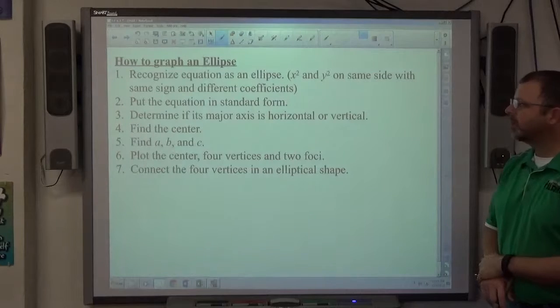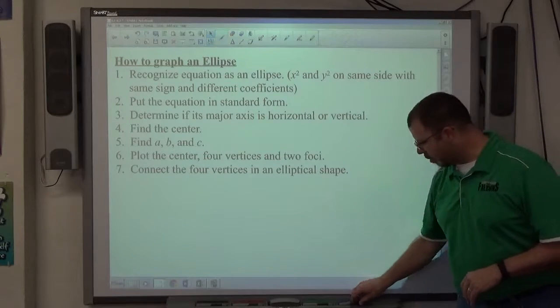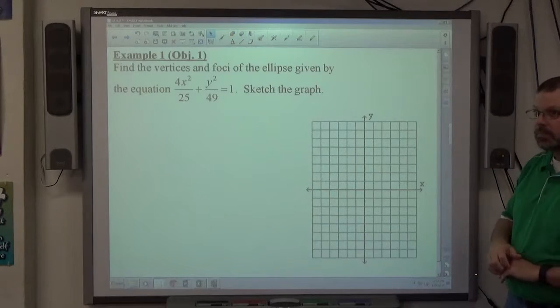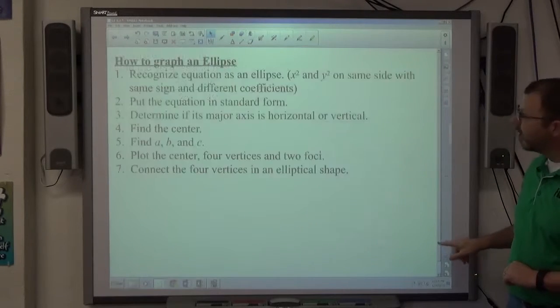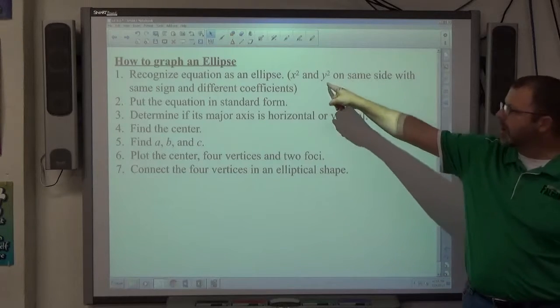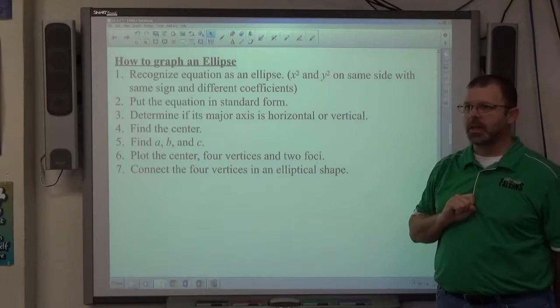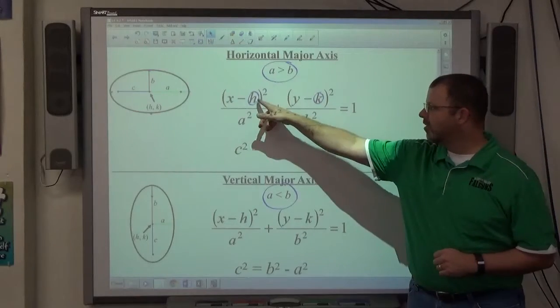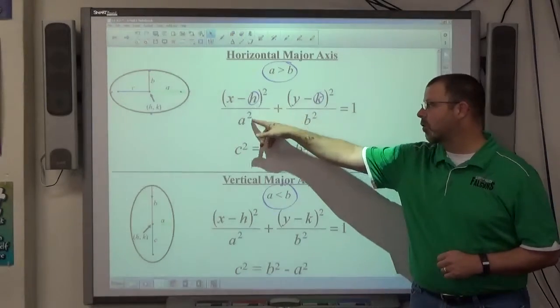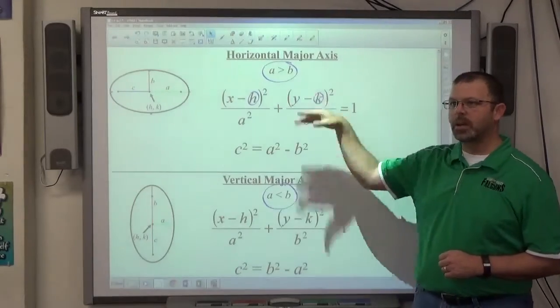Example 1 starts off in standard form, almost standard form. It looks like standard form, but there's one thing messed up about it, and I'll show you. First thing, recognize it as an ellipse. And if it already looks like this, done. Something squared over a number plus something squared over a number equals 1. It's already in standard form.